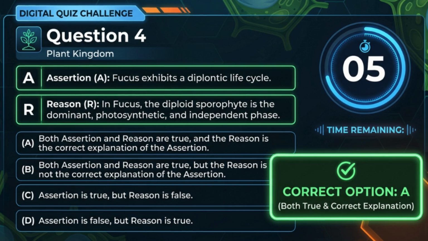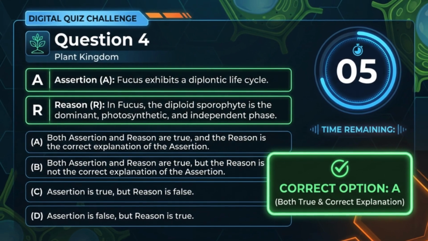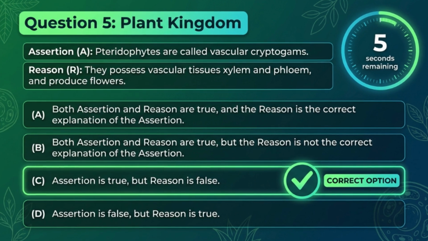Question 4. Plant kingdom. Assertion A. Fucus exhibits a diplontic life cycle. Reason R. In Fucus, the diploid sporophyte is the dominant, photosynthetic, and independent phase. 3, 2, 1. Fucus is the ultimate algae exception with a diplontic life cycle. Why is it diplontic? Because the diploid sporophyte is the dominant, independent, and photosynthetic phase of life. Option is A.